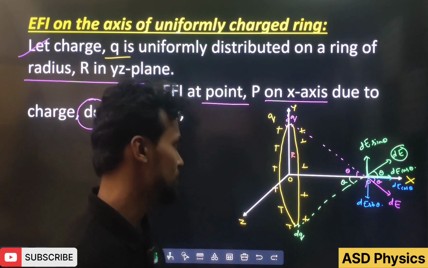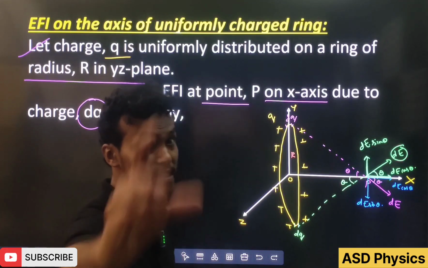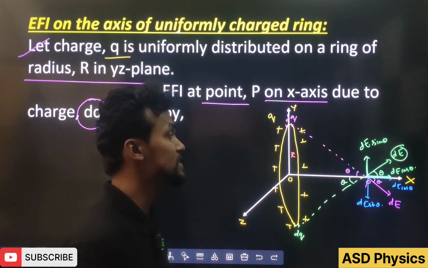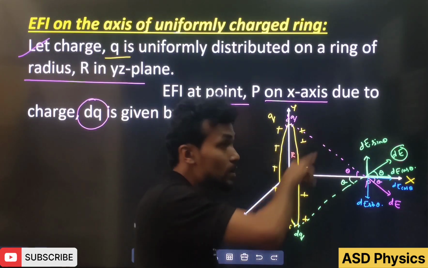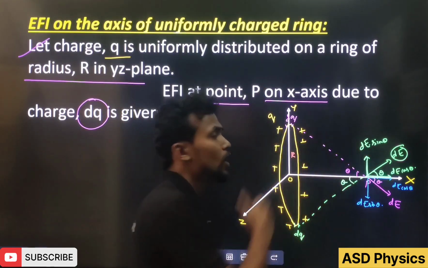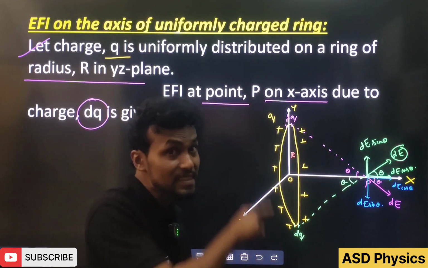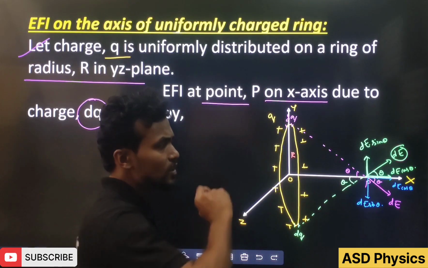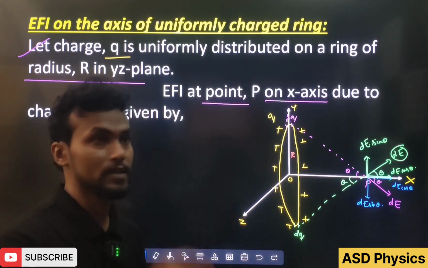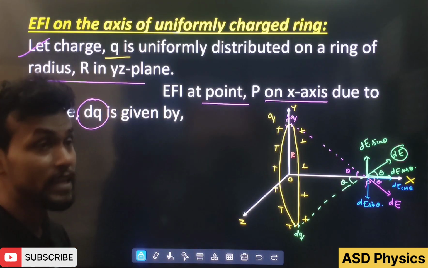This is due to two charges. But if you take multiple charges, this side, this side, this side, then all the vertical components dE sin theta form a plane parallel to the YZ plane, and all of them will cancel out. All the electric field perpendicular to the YZ plane will add up. So this is the basic idea we have to use here.